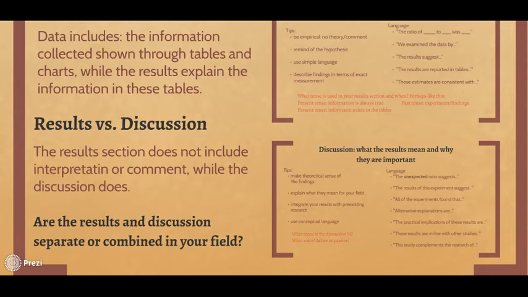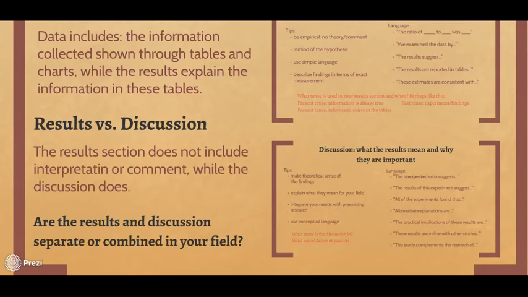Listing the data is very different from the results section, right? You might have data, you might have charts and diagrams that show the data, but that isn't going to be the only part of the results. The data is just the facts. The data is just what you collected, the numbers. The results explain the data. So the data includes the information, and then the results explain what that information is.